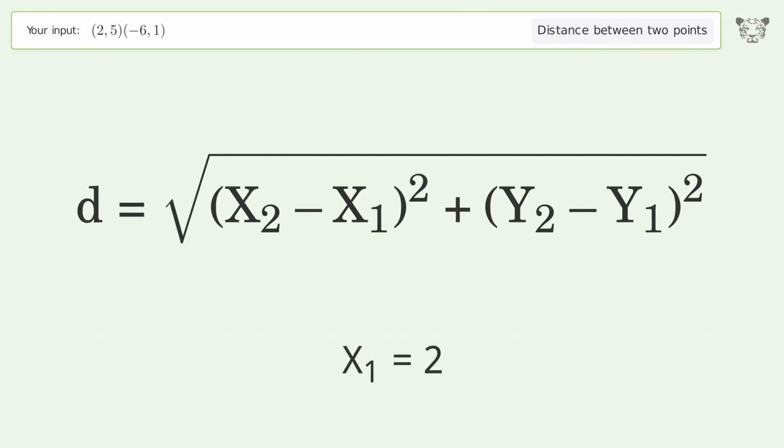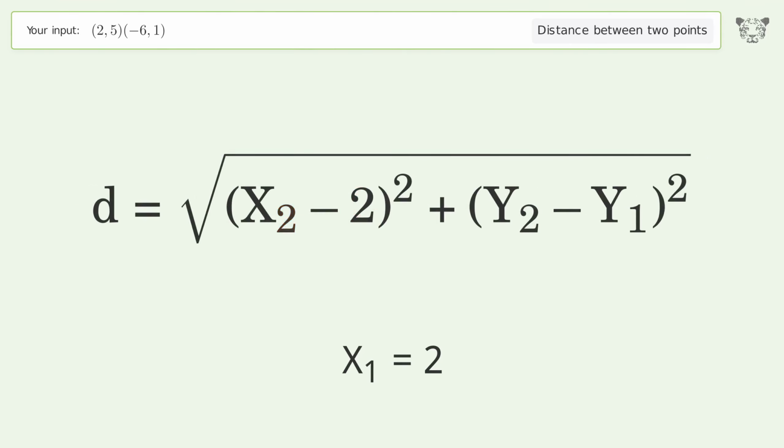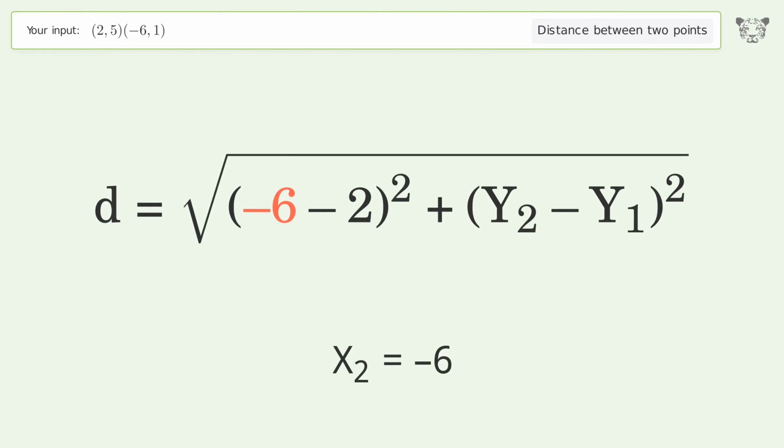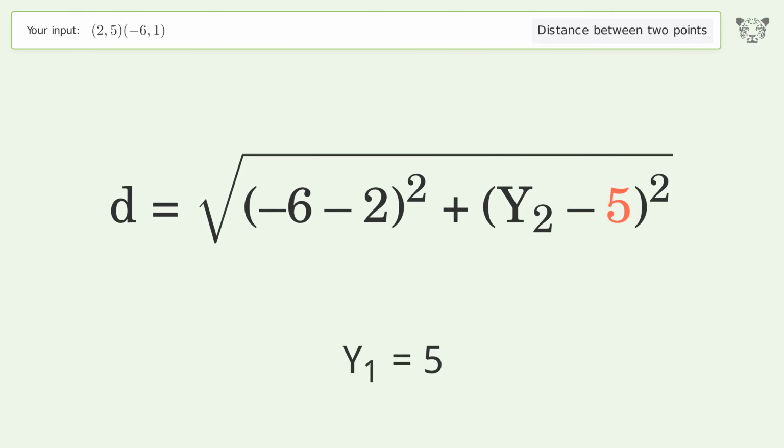x1 equals 2. x2 equals -6. y1 equals 5. y2 equals 1.